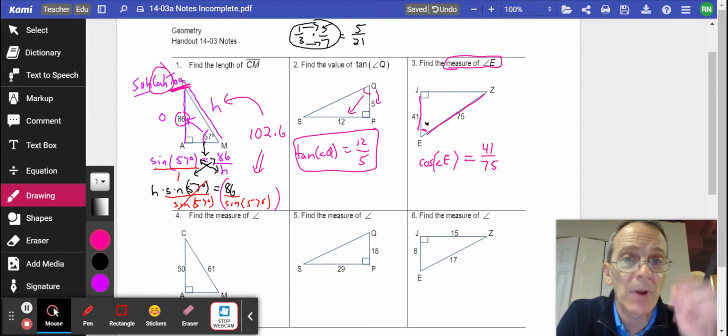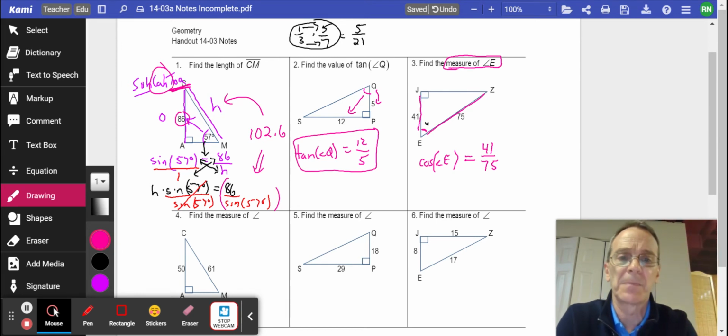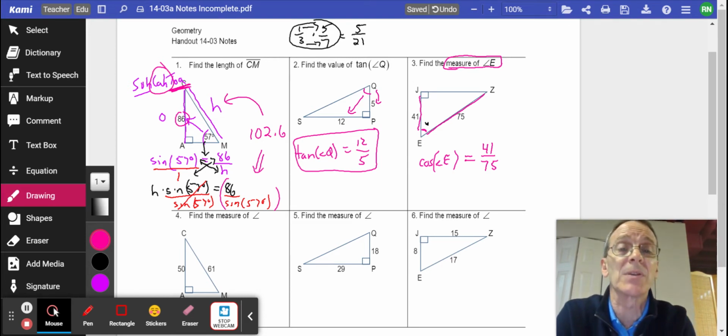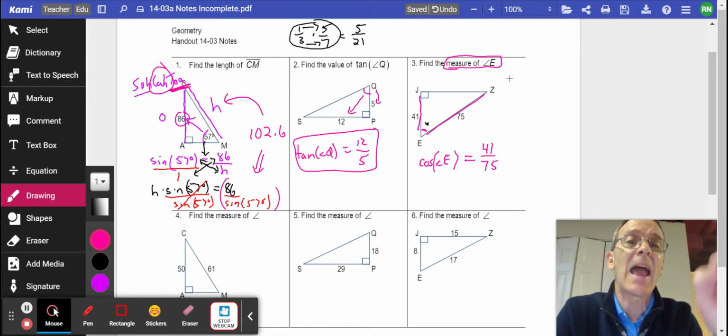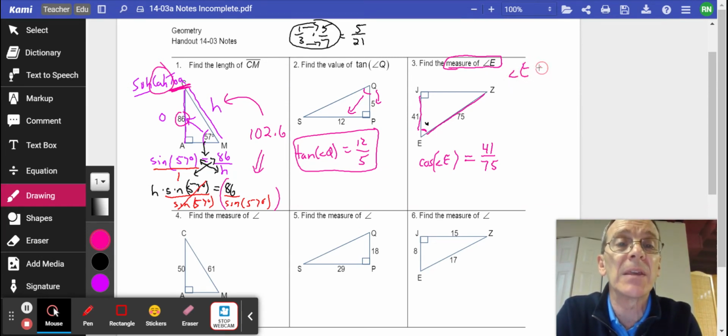But we're not done with the problem here. And maybe you got this far, and maybe now's where you realized you're stuck. Maybe you didn't. Maybe you thought you got the answer. Maybe you thought this wasn't so strange, this wasn't so easy, the answer is 41/75. But no, that's not the answer, because I asked you for the measure of angle E. I didn't ask for the cosine of angle E. I want to know what the measure of angle E equals.